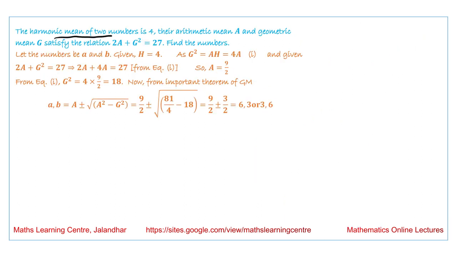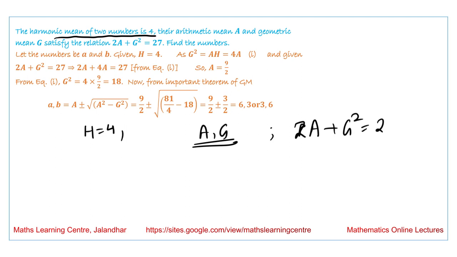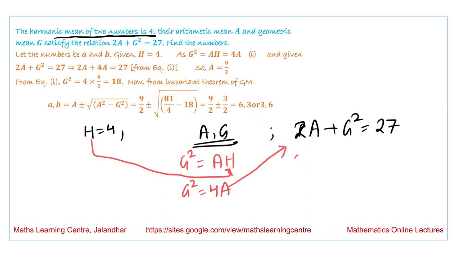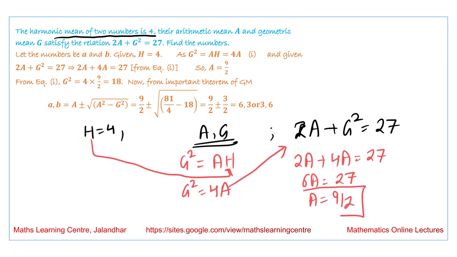Next, the harmonic mean between two numbers is 4. So the value of h is given to be 4. Arithmetic and geometric means are a and g, and it is given that they satisfy 2a plus g square is equal to 27. Now we know that the relation between arithmetic, geometric and harmonic mean is g square is equal to a into h. If we substitute h is equal to 4 over here, we obtain g square is equal to 4a. If we substitute this value over here, we get 2a plus 4a is equal to 27. So we get 6a is equal to 27. So we get a is equal to 9 by 2.